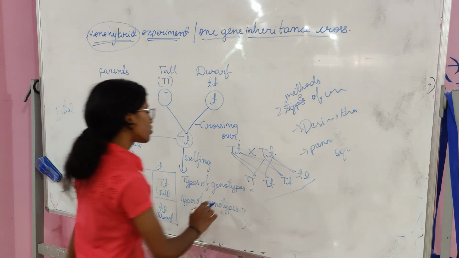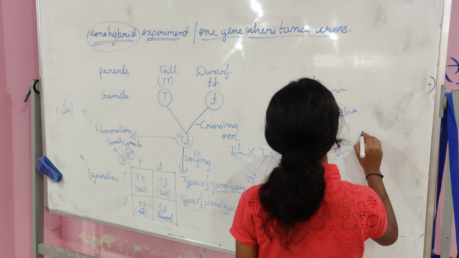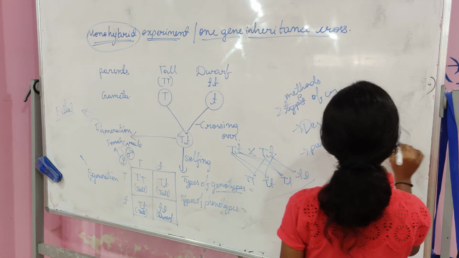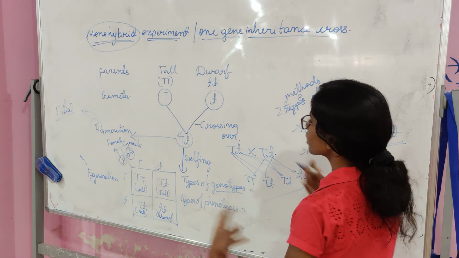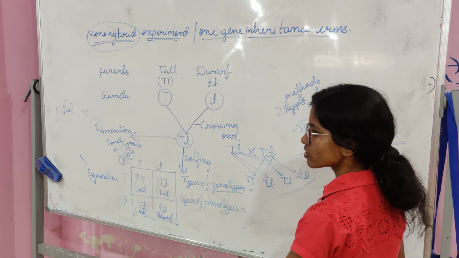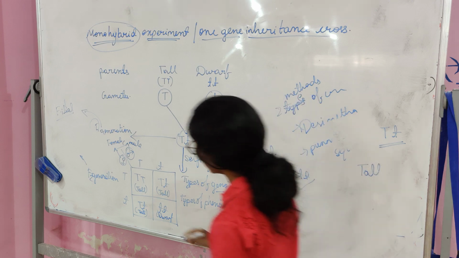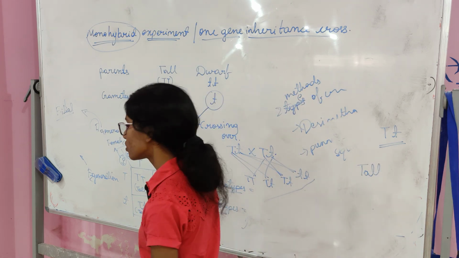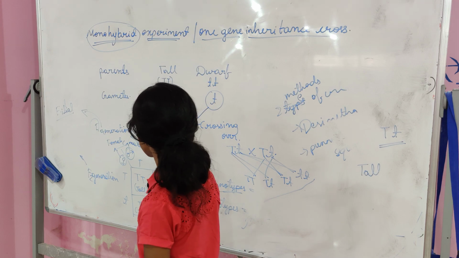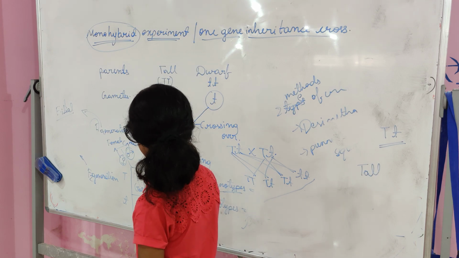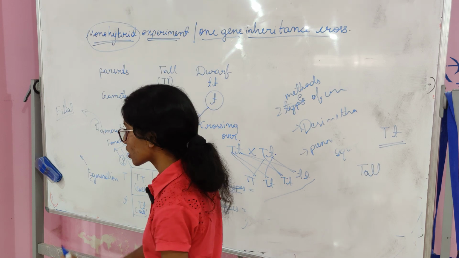I told you that genotype is something where we represent it with letters, and phenotype is something where we can look at the plant and tell its appearance. So look at the plant: 1, 2, 3 are tall. This is one type, and the other one is not. So there are 2 phenotypes.